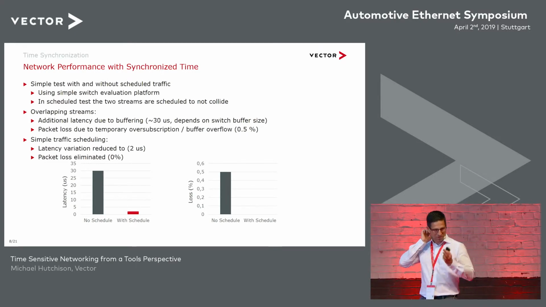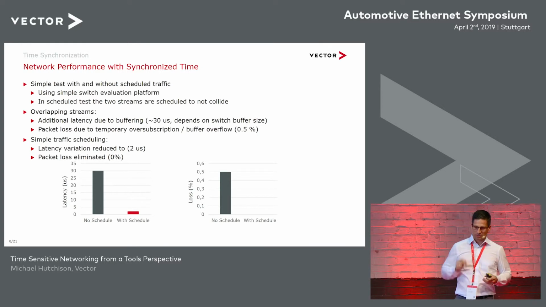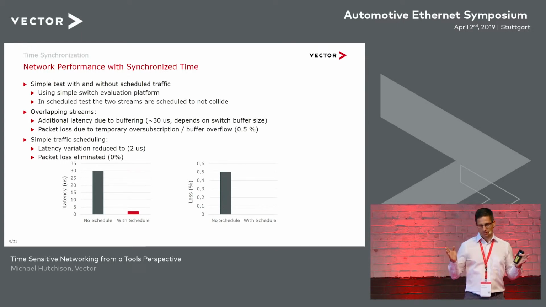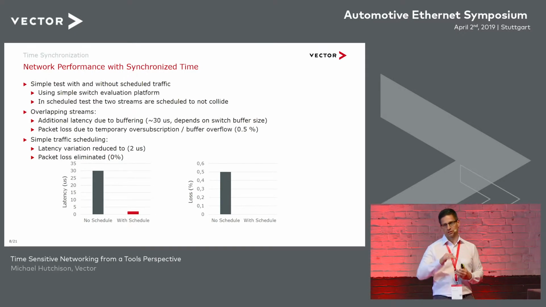I took just a very simple setup, a very simple switch evaluation platform, and ran a simple test on it. I just took 2 streams that were overlapping with each other with an iMix of traffic on them, which is a mix of different lengths of packets, and sent them through the switch where I knew that they were going to collide with each other at the egress port. And what I saw as I increased the rate is about a 30 microsecond latency. Of course, that depends very heavily on the uplink rate as well as the amount of buffer in the switch, but in this case about that, and about a 0.5% packet loss. So I could just see it starting to taper off in terms of switch performance.